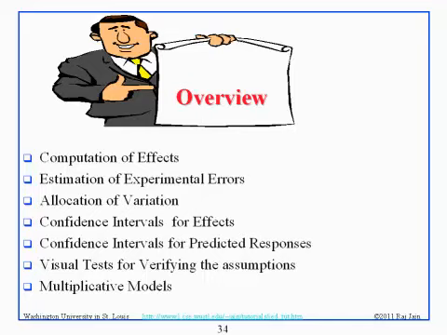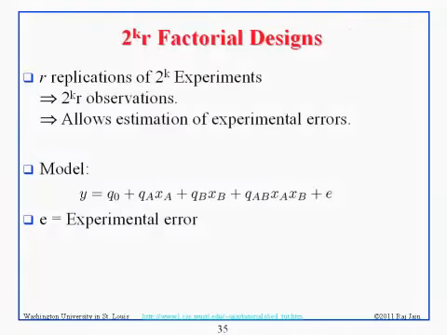Now there is something new you can do which you could not do before. Now we can estimate the experimental errors. We talked about the allocation of variation, but now we can also do confidence intervals and so forth. So let us just do that. We have 2 raised to k experiments. Each of them is repeated r times. The model is still the same, but we have added one extra term. So the model is y equals q0 plus qa times xa plus qb times xb plus qab times xa xb plus e. e is the error.